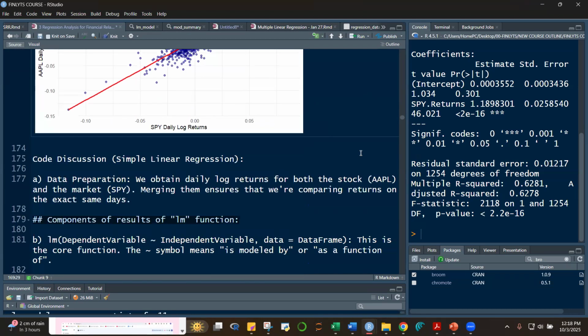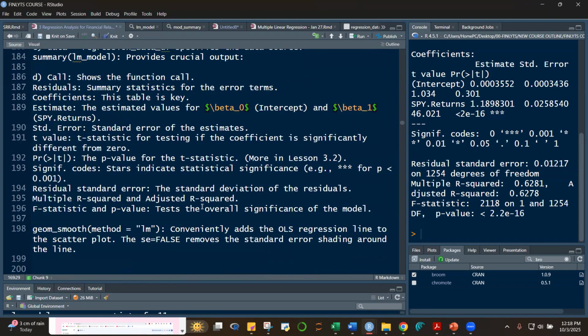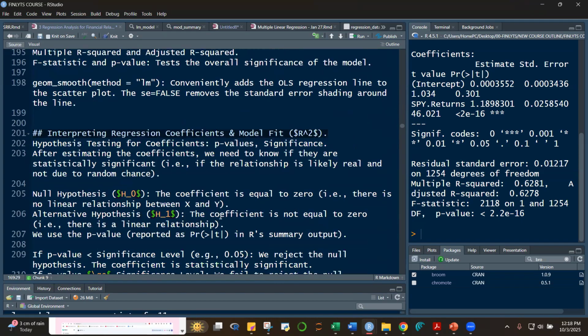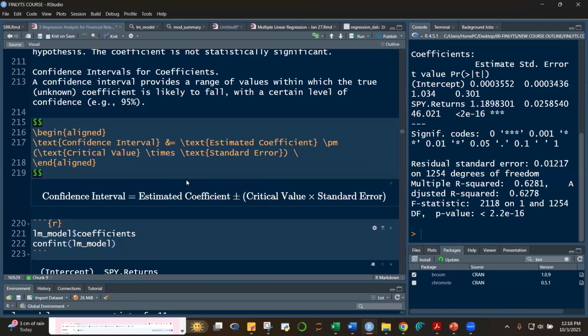Okay, so this one, class, just explains what we went through. This is for your reading, class. Also this one, the null hypothesis, etc.